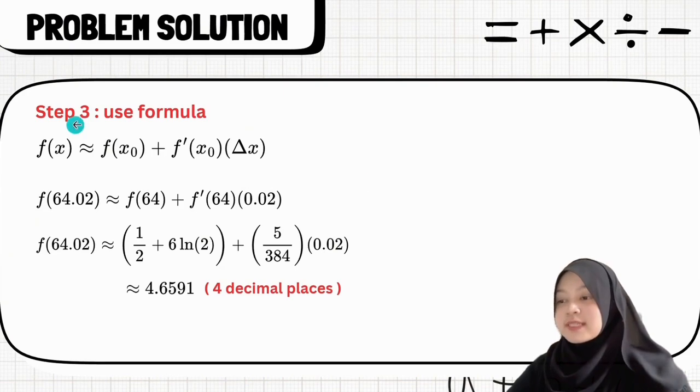Lastly, for the third step, which is the last step, we'll have to apply the formula of linear approximation, which is f(x) approximately f(x naught) plus f prime x naught times change of x. After substituting all the values, f of 64.02 is approximately 4.6591, correct to 4 decimal places.